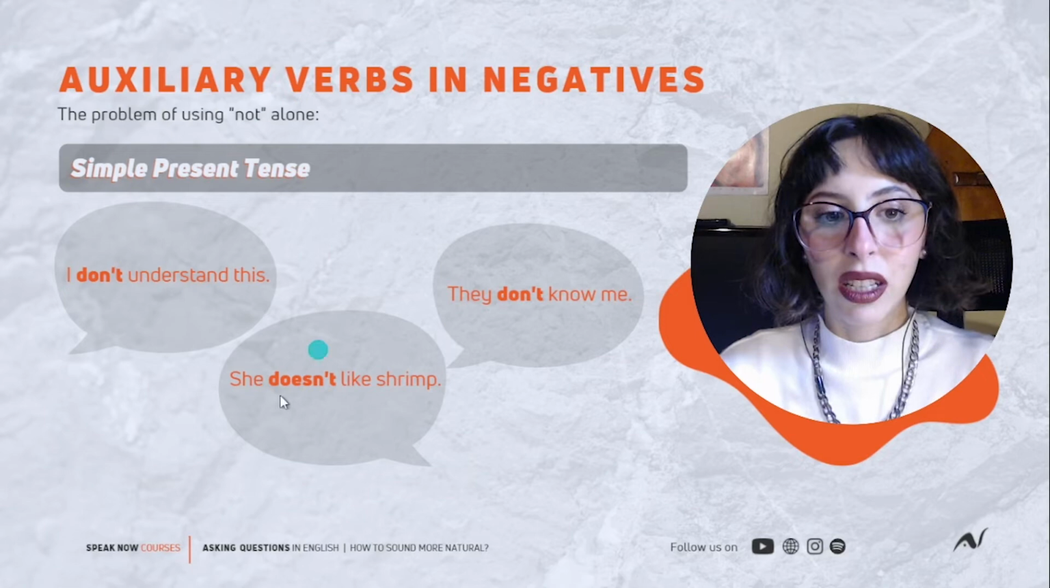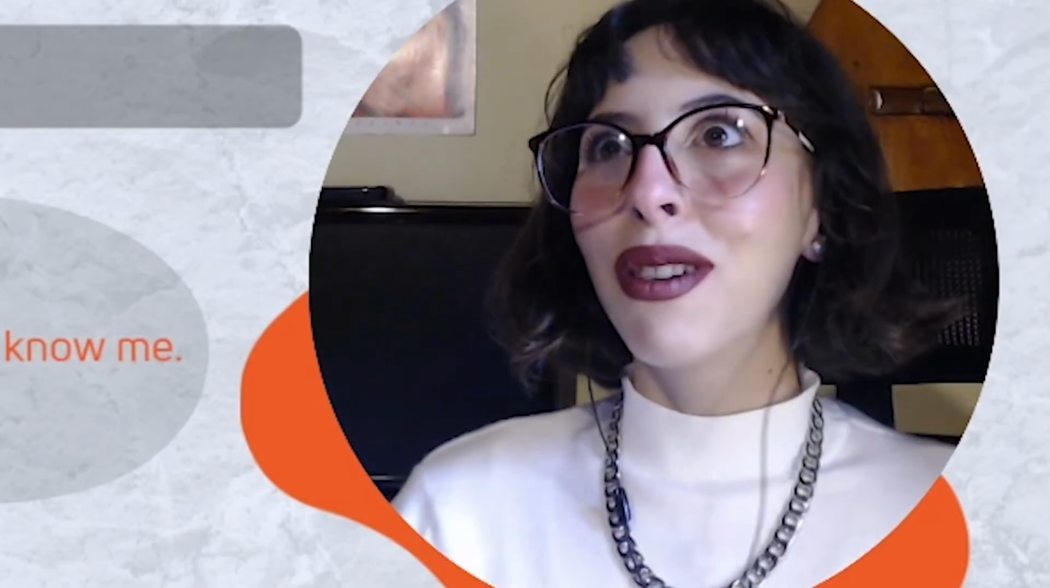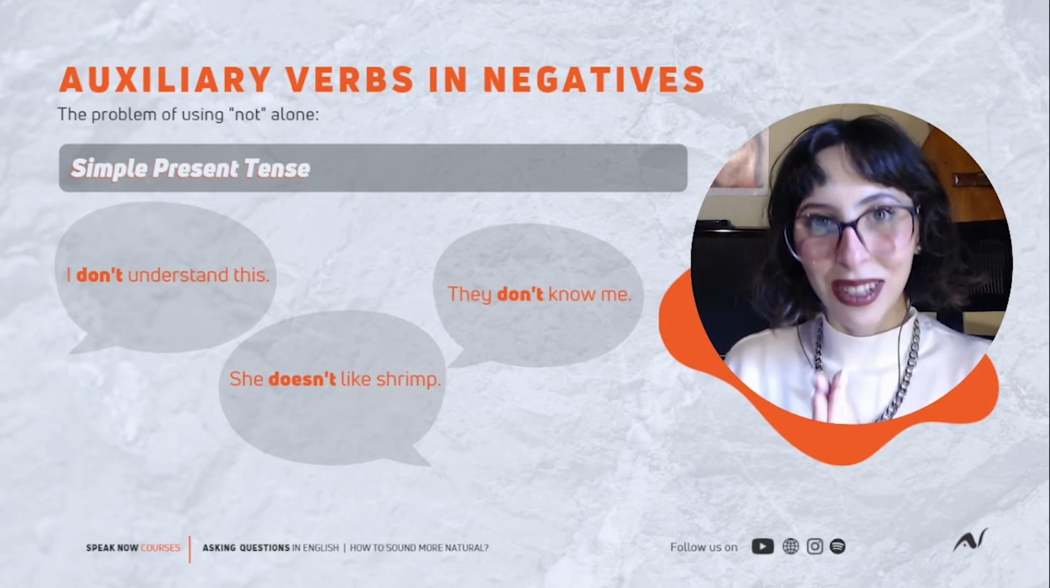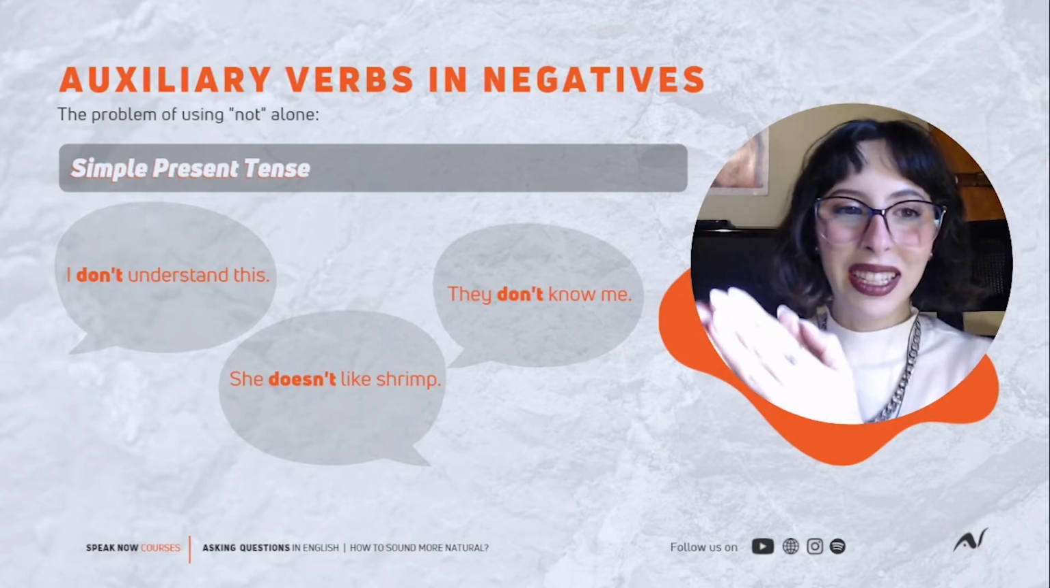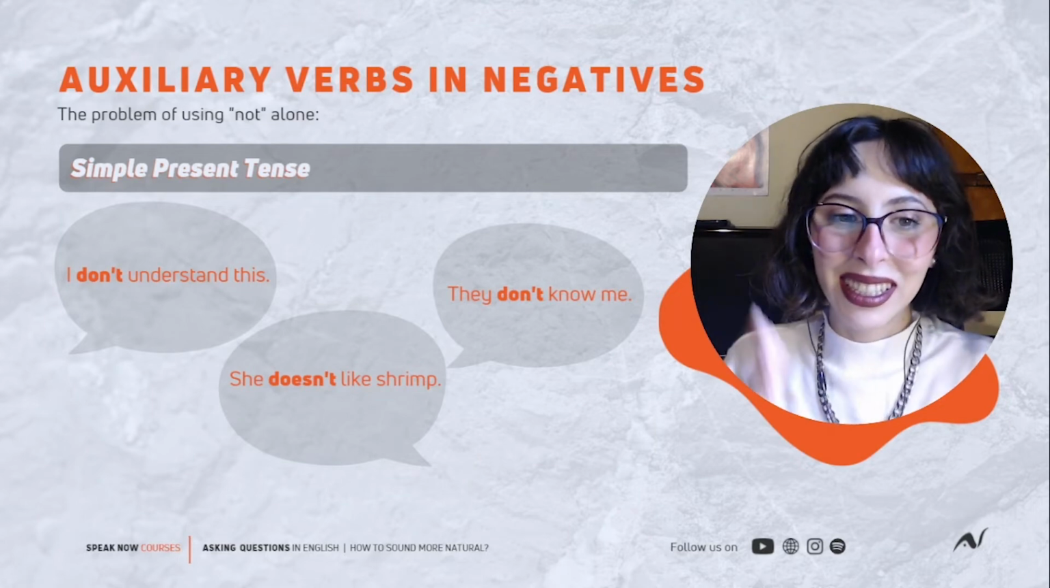Oh, very good. So you see doesn't. Because it's she, I'm using doesn't. All right? They don't know me. Repeat. So now we are using the correct auxiliary verb for each of the examples. I understand that this is in the present and I understand this is simple present.